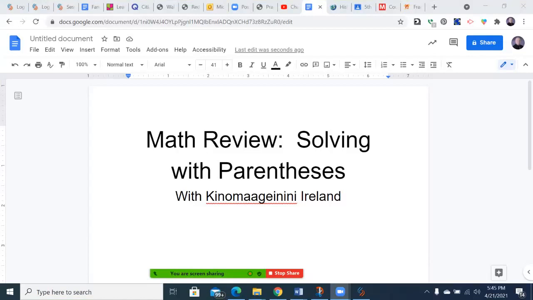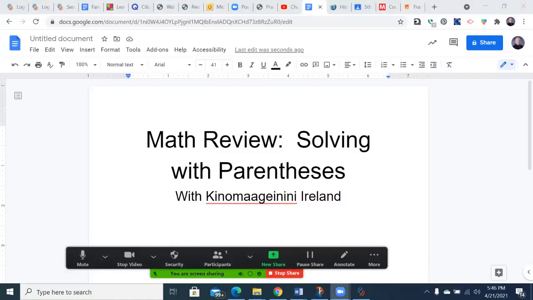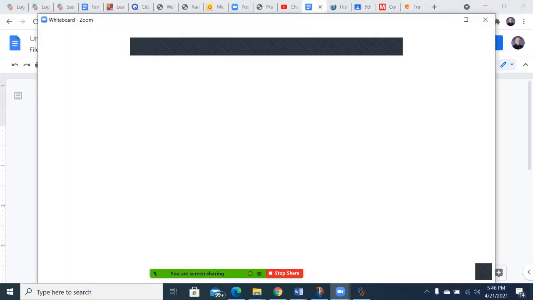Today's lesson, solving with parentheses. So let's do a little review. With PEMDAS, that P is for parentheses. No matter what we're doing, we're going to do the part in parentheses first.